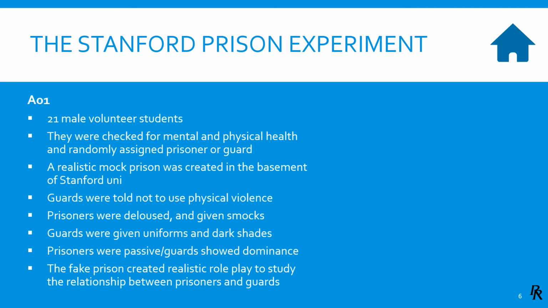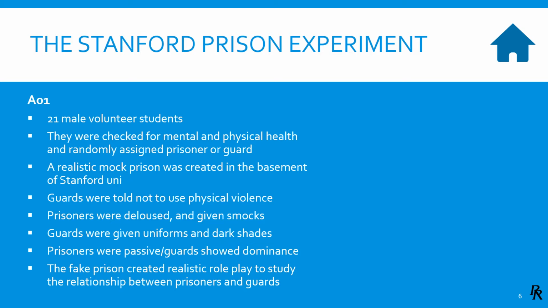Starting with AO1. 21 male volunteer college students were drawn from a pool of 75 and paid $15 a day. They were checked for mental and physical health and randomly divided into prisoners and guards. Using a controlled observation, a realistic mock prison was created in the basement of Stanford University.